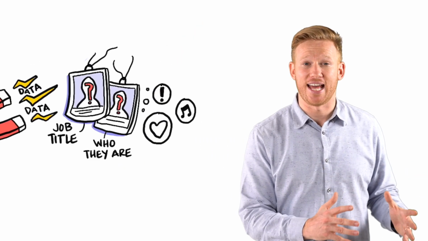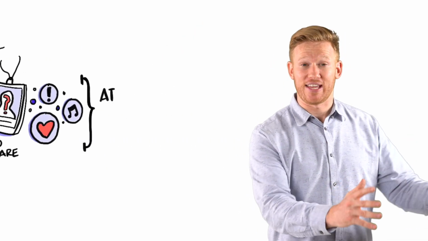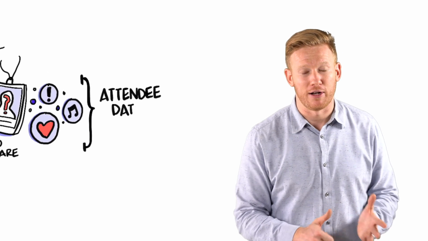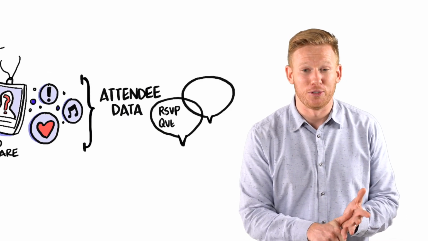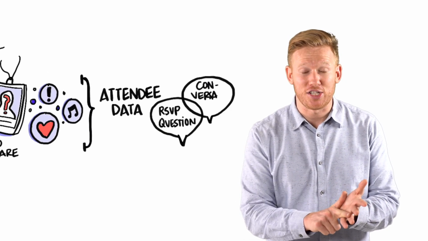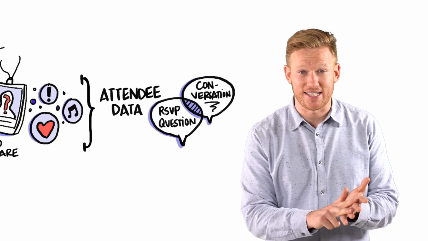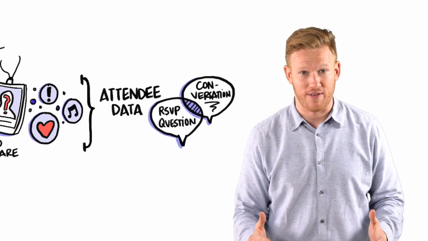This could be anything from what their most important challenge is, to what their favorite song is, to what their last job was, or even what their relationship is with your business, right? That we call attendee data. And there's a lot of that in the gather phase that you can capture from RSVP questions to even conversations that you might have or sessions that they attend or plan to attend at your event.